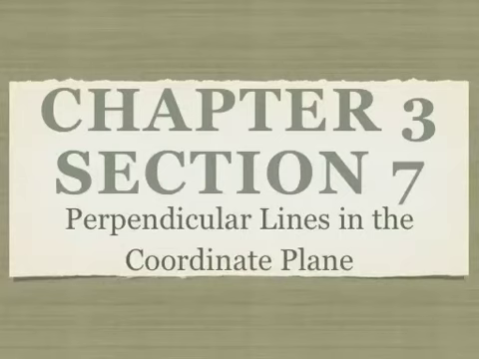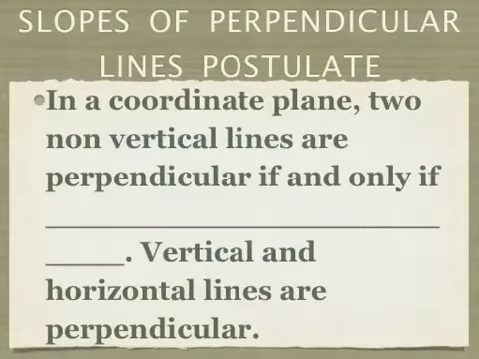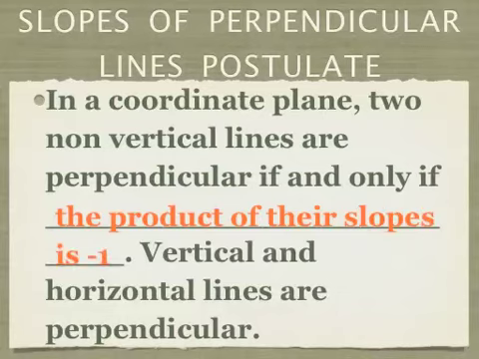Chapter 3, Section 7, Perpendicular Lines in the Coordinate Plane. The slopes of perpendicular lines postulate says that in a coordinate plane, two non-vertical lines are perpendicular if and only if the product of their slopes is -1. Vertical and horizontal lines are perpendicular.